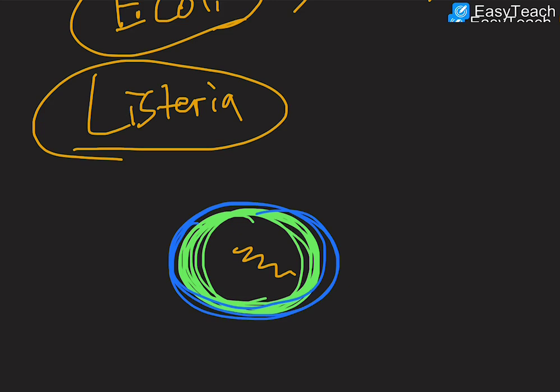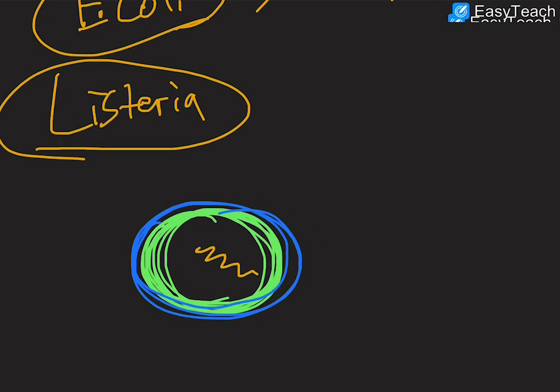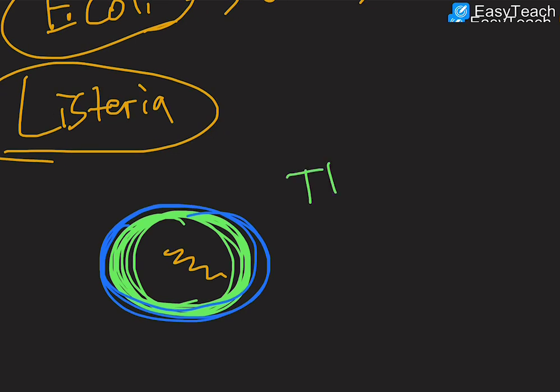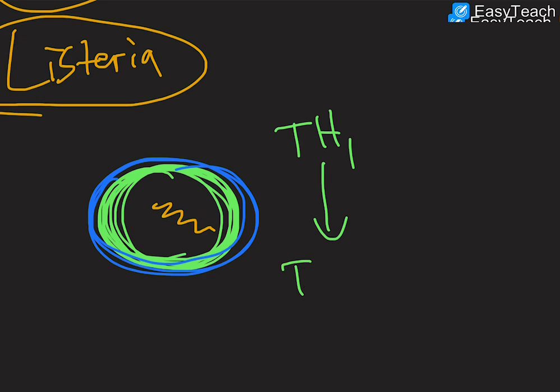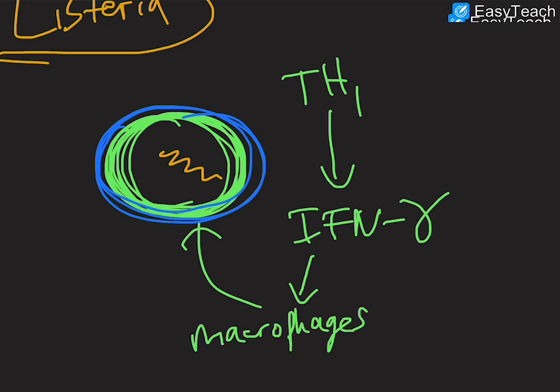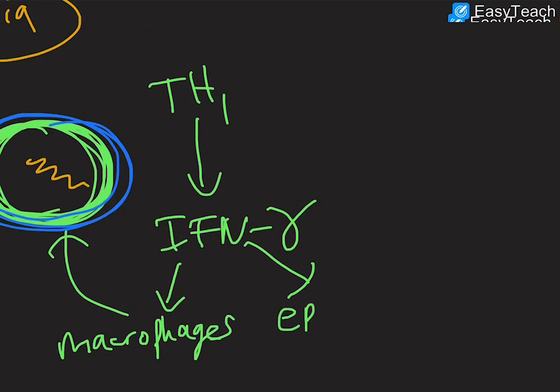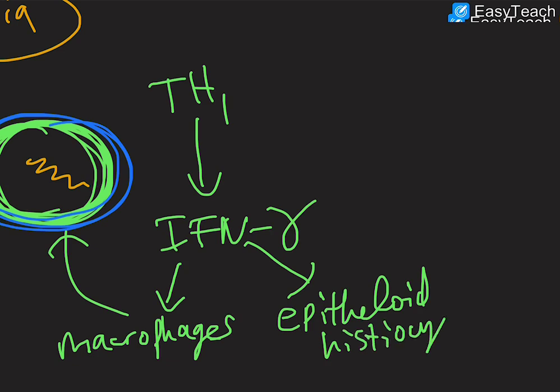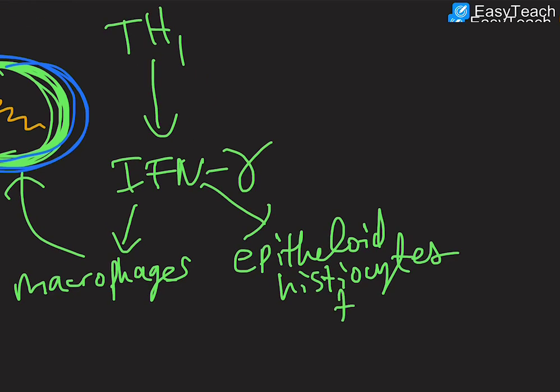Okay, so remember, in a granuloma, the Th1 subtype of CD4 cells can become activated, and what they do is they release interferon gamma, right? We know that interferon gamma will recruit more macrophages to this area, more macrophages, and it can help formation of epithelial histiocytes and giant cells, right?